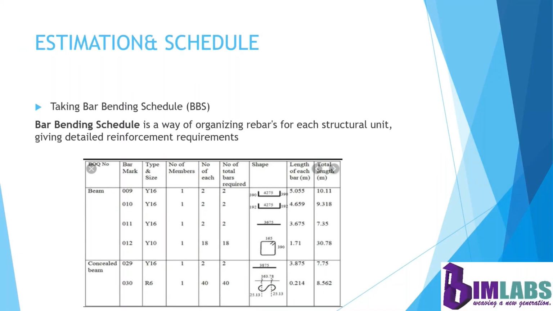So next comes estimation and scheduling. The first thing we find difficult in the traditional concept is taking the bar bending schedule. Once we take some time to model it, it will be easy for us to take the bar bending schedule. Within clicks, you'll be getting the bar bending schedule. When you do it manually, it takes a lot of time to get the bar bending schedule and everything. But in this software, we just get it within clicks.